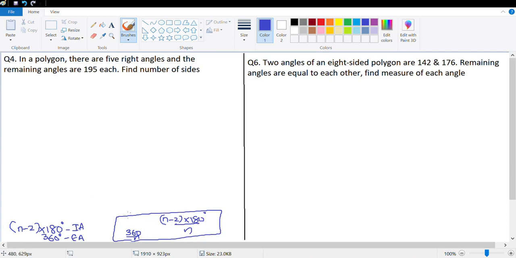In fact, we talked about one more, which is exterior angle plus interior angle is always 180 degrees because they make a linear pair. So these are the 5 things that we talked about. Let's look at some questions now.